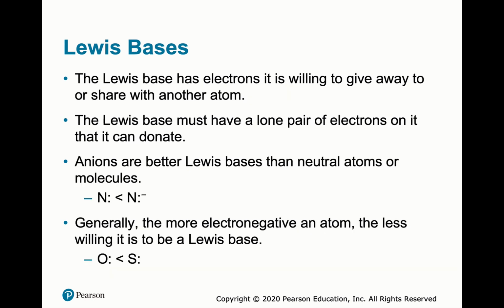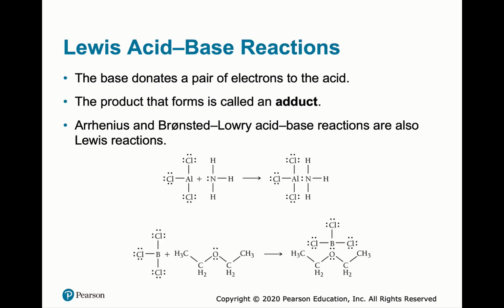And same idea, Lewis bases are electron rich, and they're able to give their electron density away, making them Lewis bases. Generally speaking, though, the more electronegative an atom is, the less likely it is going to be a Lewis base. Because electronegative atoms draw electron density towards themselves, it's harder to get those atoms to give up electron density. In Lewis acid-base reactions, the base donates electron density to the acid, and it forms a product called an adduct.